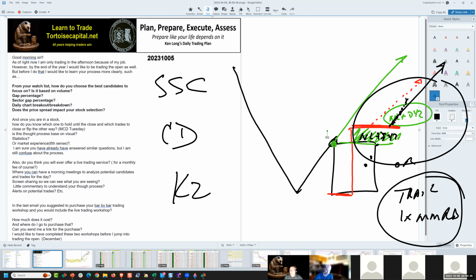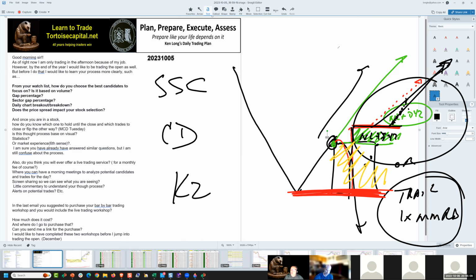So you have an SSC long. You know what to do when it's minimum successful. You know what to do if it's starting to work. And then you know what to do if it fails immediately. You get short when it goes through here. What do you do if it fails into this yellow zone?